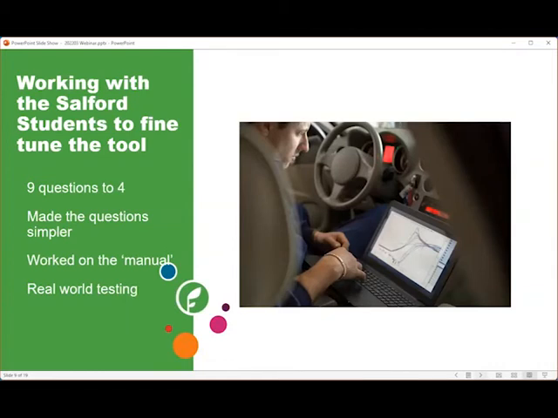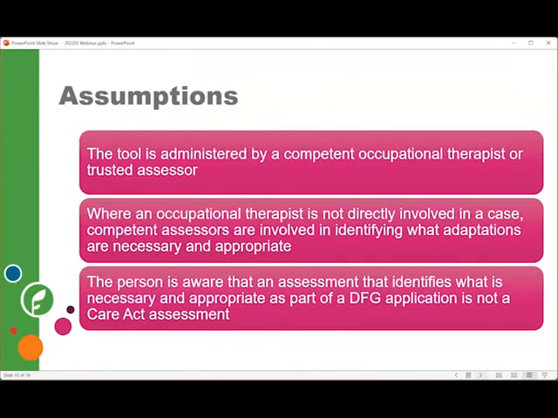And as I said, the students helped start some real world testing and piloting of the tool as well. So we've got an interview at the end of the presentation with an OT that's been piloted in Leicester. But what I want to do is just take you through the tool itself before we move on to that interview.